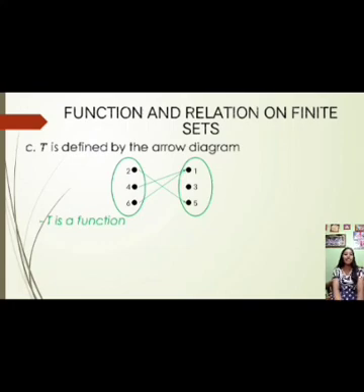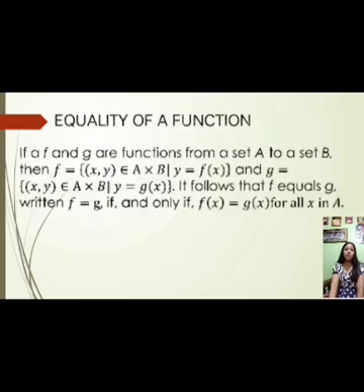Letter C, T is defined by the arrow diagram and T is a function kasi sa value ng x, wala po siyang naulit na value. Makakagawa tayo ng ordered pair na (2, 5), (4, 1), and (6, 1). Okay lang po yun na naulit yung value ng y, basta po walang maulit na value ng x. Kaya T is a function.